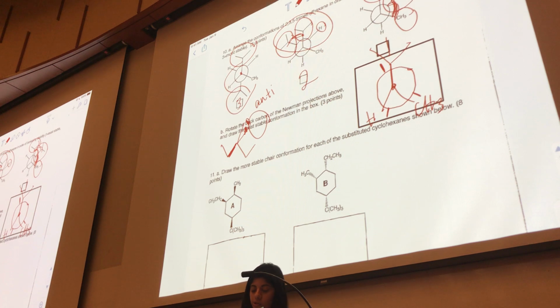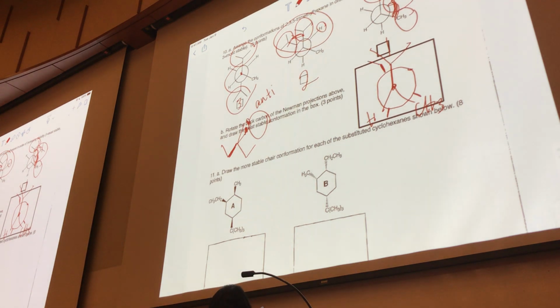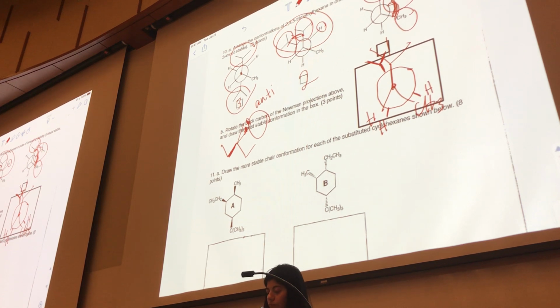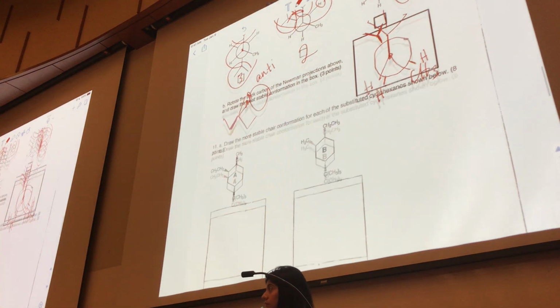So we established that for our back carbon, our heaviest group was the isopropyl. So I'll put the isopropyl right here at the top, behind the other isopropyl. And then we look, our back carbon only has 2 hydrogens, so we have no choice, we have to put them right there. So that is our least stable conformation. Does that make sense?